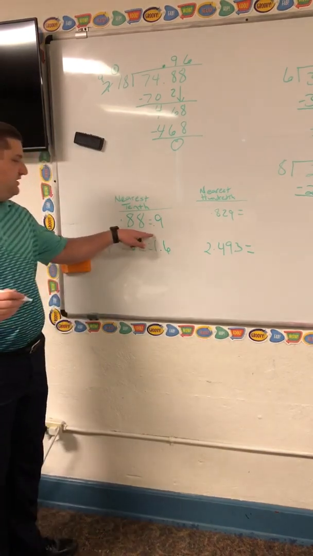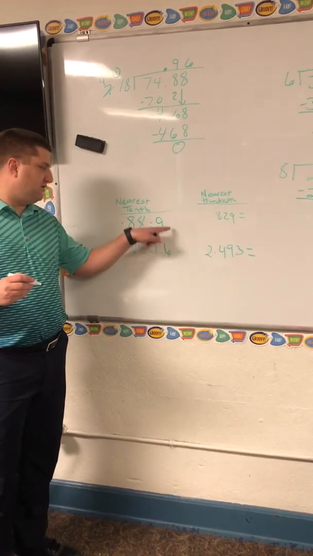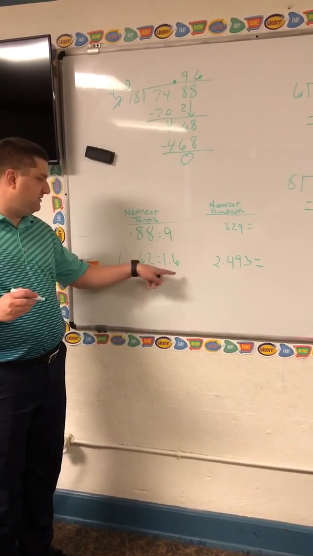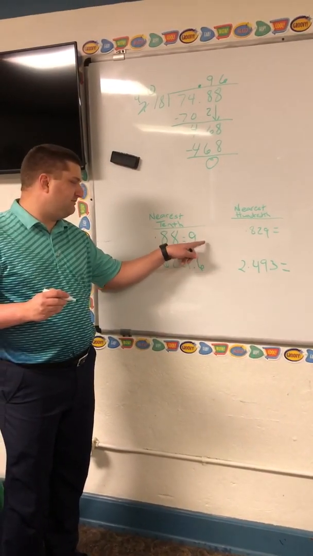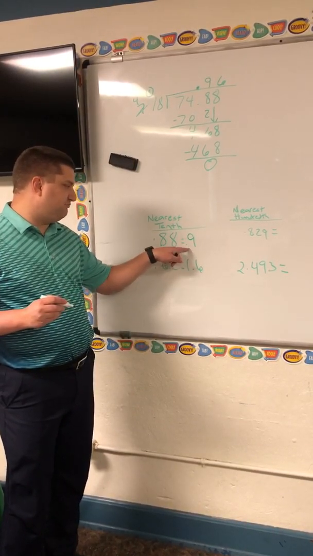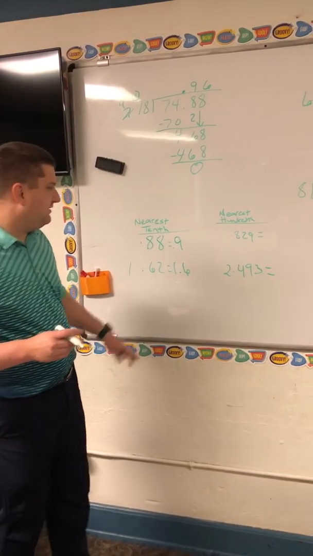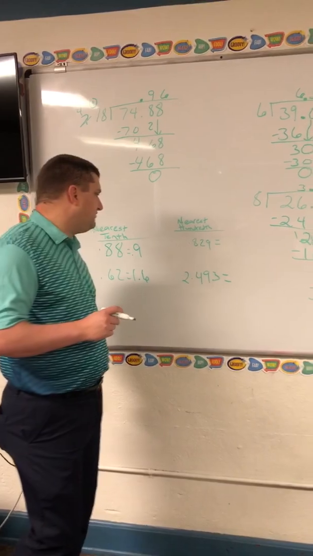1.6. And when you're rounding off with decimals, you don't put the zeros next to the numbers to the right of the numbers you're rounding. It's just 1.6 or 0.9. Okay. Couple more. This time we're doing to the nearest hundredth.